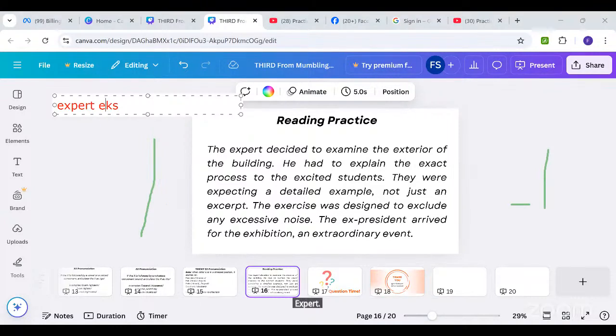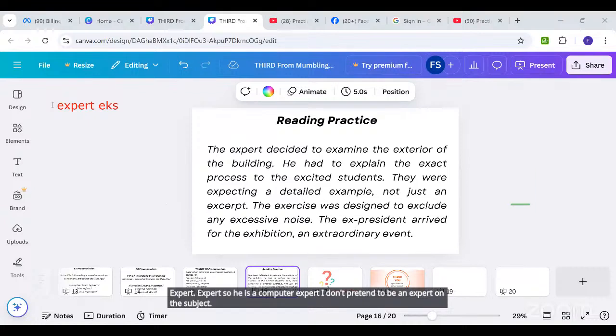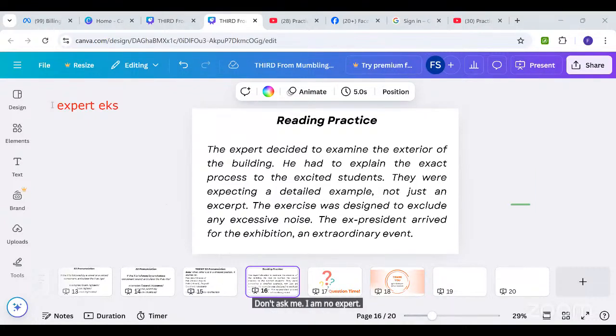Expert. So he is a computer expert. I don't pretend to be an expert on the subject. Don't ask me. I am no expert. Expert. Right? So let's take another word. Examine. The next word is the word examine.